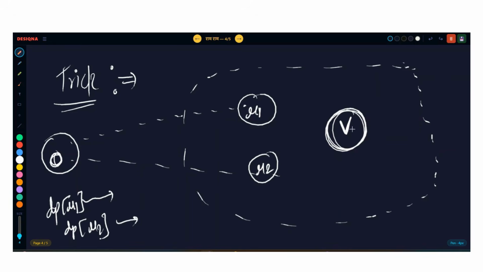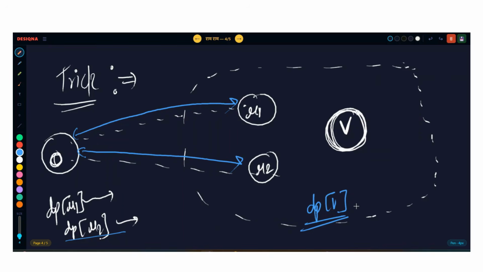The trick is that always assume that there is a destination node V in the big graph. 0 is the source node, and somehow node 0 is connected via some edges to node U1 and node U2. So what is the meaning of dp of U1? Shortest path from 0 to U1. dp of U1 is always the shortest path from 0 to U1. dp of U2 is always the shortest path from 0 to U2. Now, if you have to calculate the shortest path, dp of V, what will be the answer?